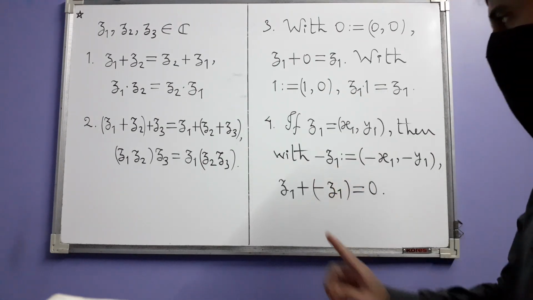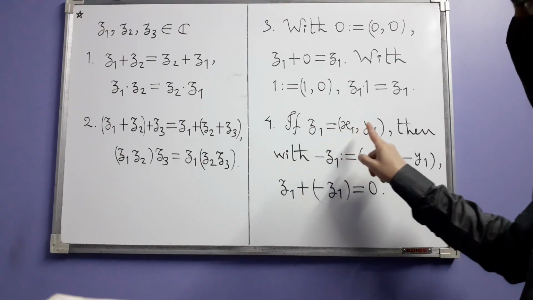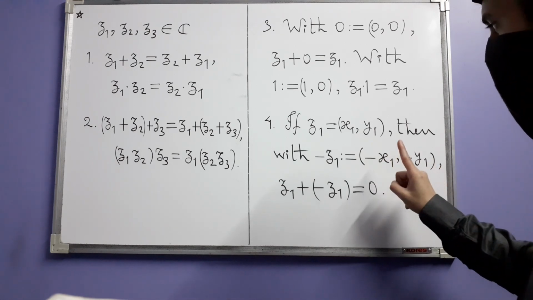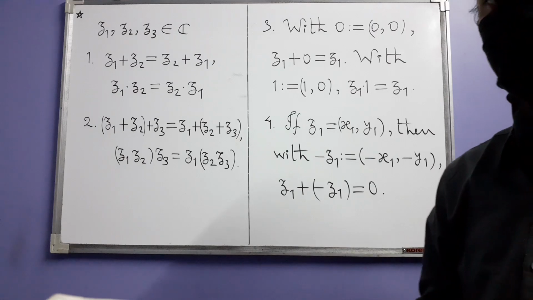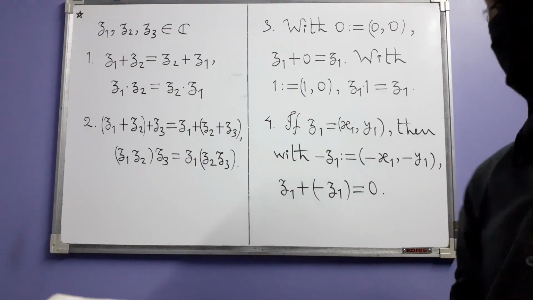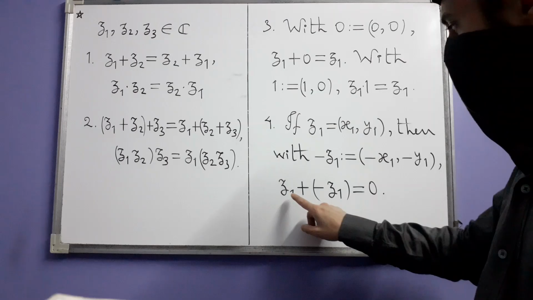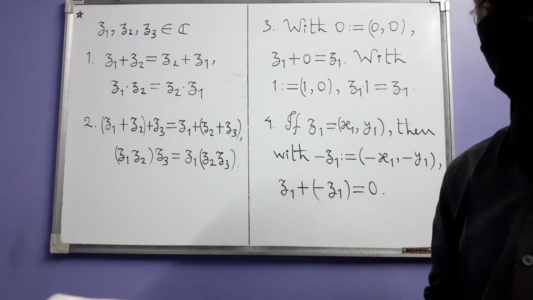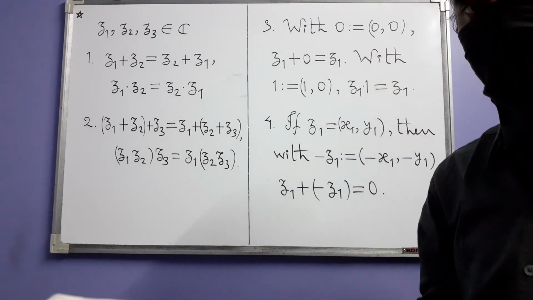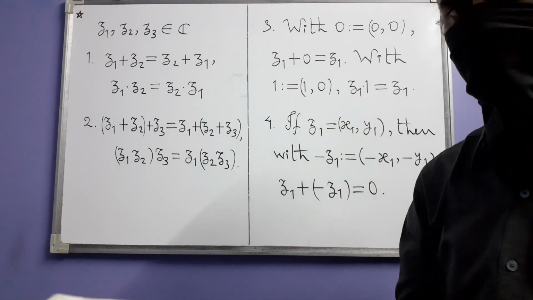Next, number 4, fourth property. If the complex number z1 has real part x1 and imaginary part y1, then you think of this other complex number where the real part is minus x1 and imaginary part is minus y1, and we are giving it a name also, minus z1. By minus z1 we mean this. If so, then the sum of z1 and minus z1, using the definition of complex addition, is that 0, that additive identity. And this minus z1 is called an additive inverse of the complex number z1.